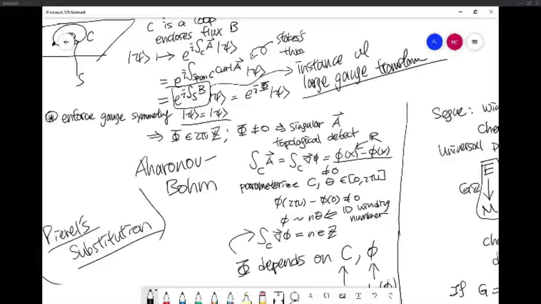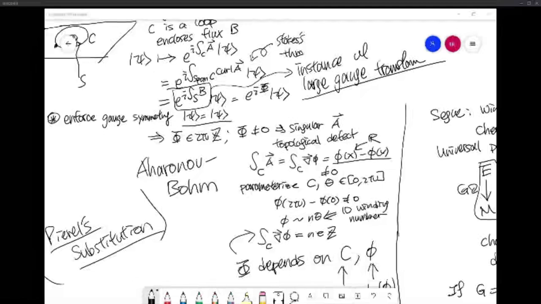But certainly in the bulk, aside from braiding, I don't really know how experimentalists can see anything in the bulk that's topologically non-trivial. People just use the bulk-edge correspondence. You just look at the edge and see if there's any quantized charge transport or something like that. But yeah. Okay.